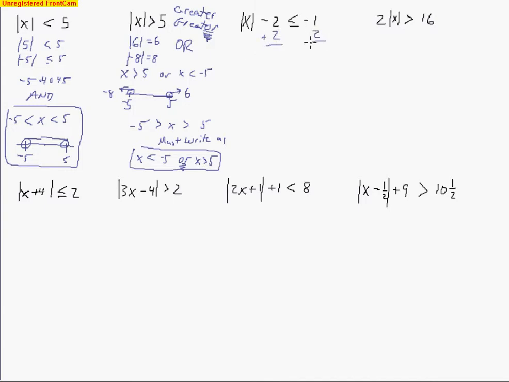Again, when you want to solve an absolute value problem, equation, or inequality, you always isolate the absolute value. So that's what we're doing here. Absolute value of x is less than or equal to 1. So that means that it's an AND statement. It's less than. So if I set it up, x is less than or equal to 1, and x is greater than or equal to negative 1.